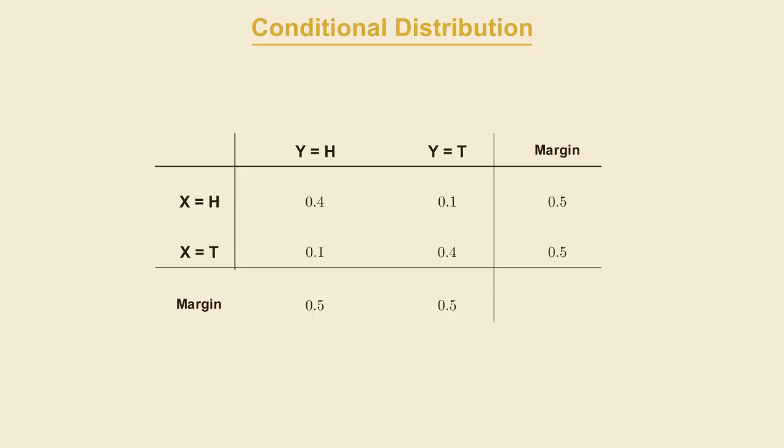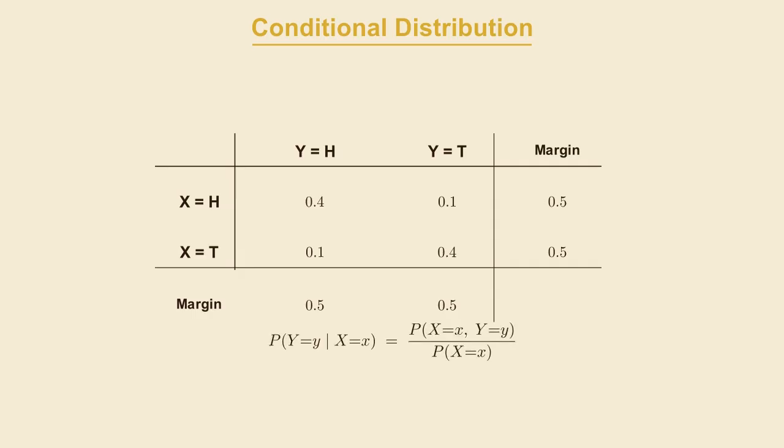So what does this tell you? Without any information about X, coin Y lands heads with a probability of 0.5. But once you know X came up heads, the probability of Y also landing heads ends up being 0.8. Conditioning on one outcome completely reshapes the distribution of the other. That's the whole point of the conditional distribution. When two variables are related, knowing one changes what you should expect from the other.